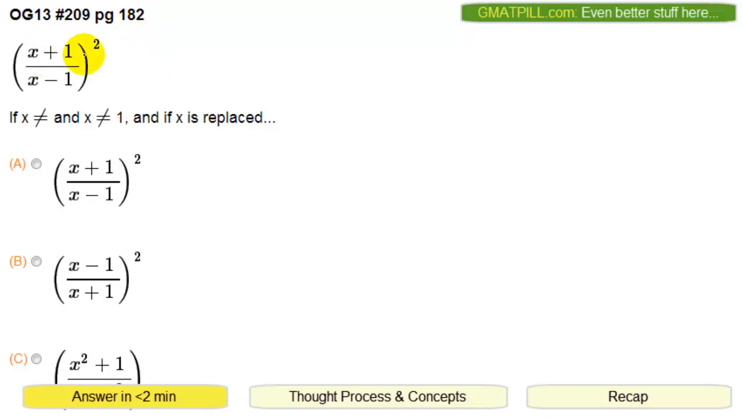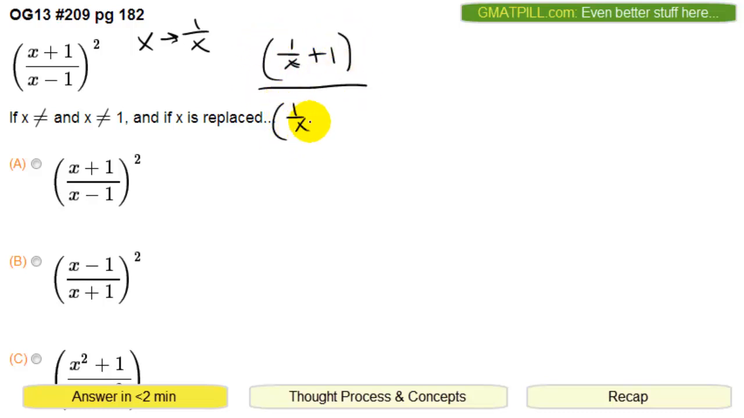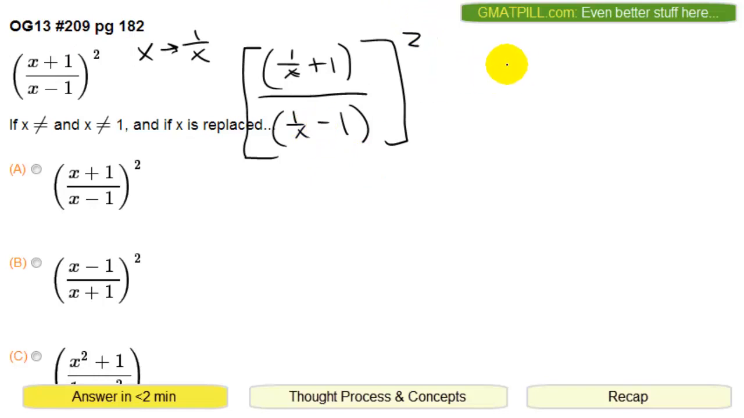209 wants us to replace x with, instead of that, 1 over x. So replacing this, you have 1 over x plus 1, and then you have 1 over x minus 1, and this whole thing is squared. So common denominator, well, let's see. You have x over 1 plus x, and then the big one, x over 1 minus x.